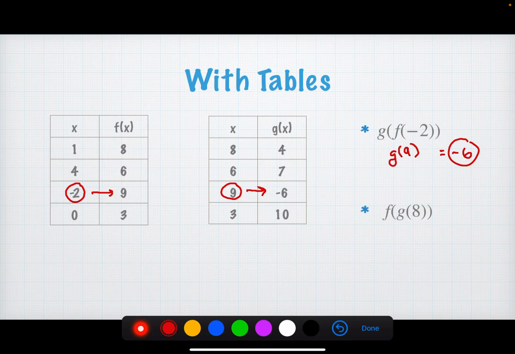But maybe I'm going the other way. Maybe I want f of g of 8. So I've got to find g of 8 first. Look at my g table. g of 8 is 4. Now I have to find f of 4. That's over here, and f of 4 is 6.